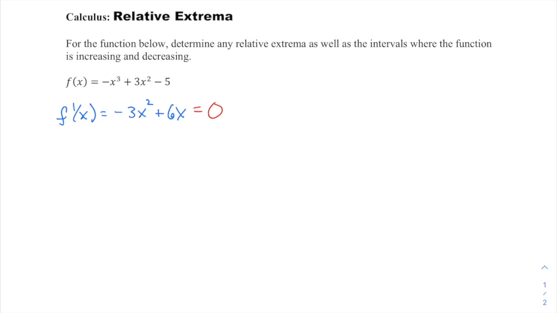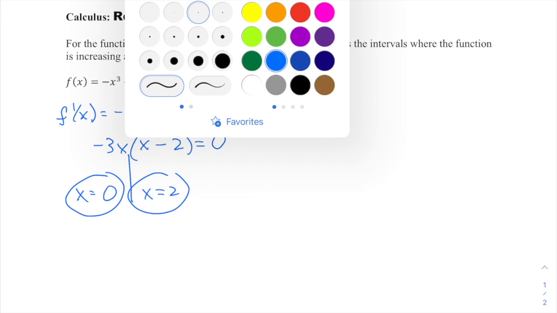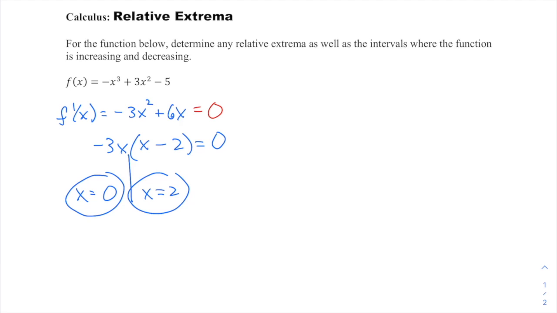Where does this function equal 0? We're going to do a little bit of factoring here. We can take out negative 3x as our greatest common factor, and then x minus 2 equal to 0. Set each equal to 0. We get x equals 0 and x equals positive 2. Okay, so two critical points. So two potential relative maxes and mins, and let's determine which is which. And while we're at it, determining the intervals of increasing and or decreasing.